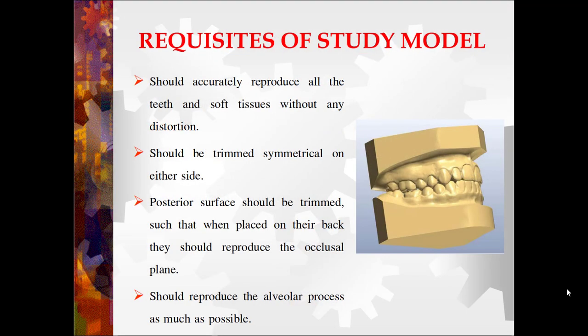Requisites of study model: it should accurately reproduce all the teeth and soft tissues without any distortion, should be trimmed symmetrical on either side. Posterior surface should be trimmed such that when placed on their back, they should reproduce the occlusal plane, should reproduce the alveolar process as much as possible.